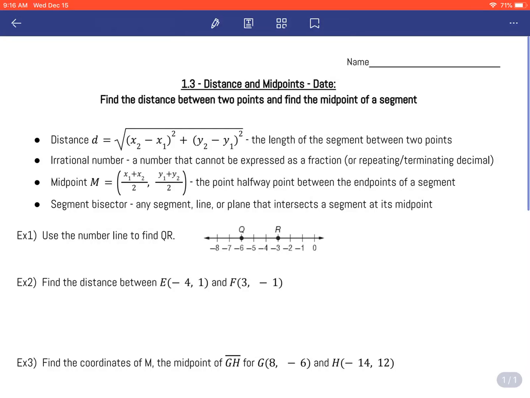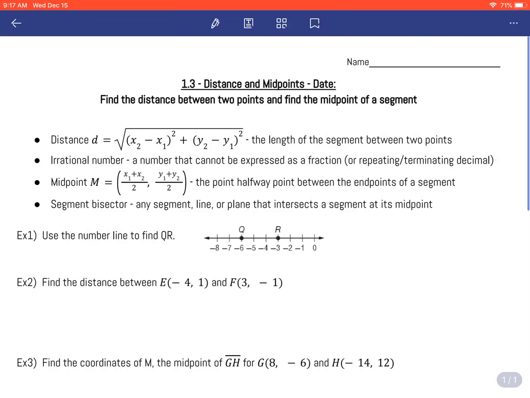We are looking at distance and midpoint. So we have formulas for both of those on there. Distance is the length of a segment in between 2 points, so how far apart they are from each other. And the midpoint is halfway in between 2 points on a segment.